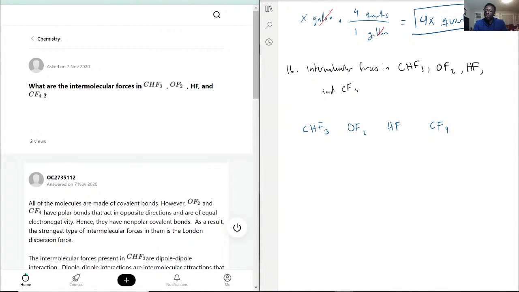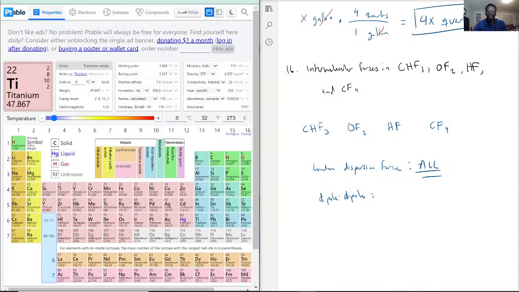So the first intermolecular force that's always present in everything, okay? If we said London dispersion force, that would be all of them. That's the first force that's always found in all of them. Now, the next type of intermolecular force are dipole-dipole. And this is only present when there's a big enough difference between the electronegativity of the elements involved.